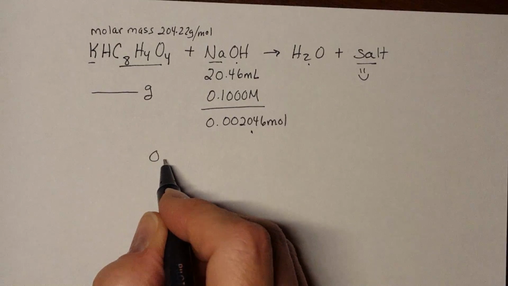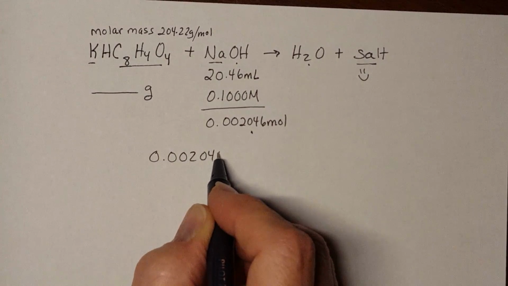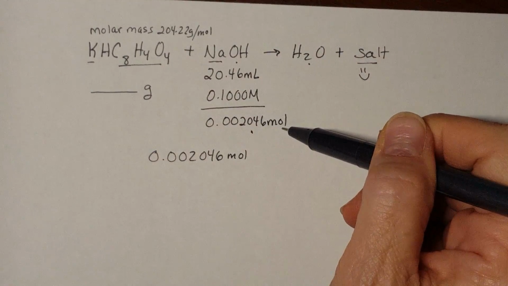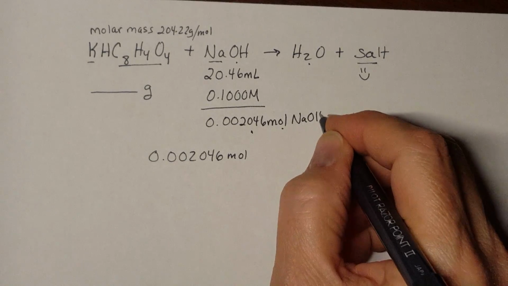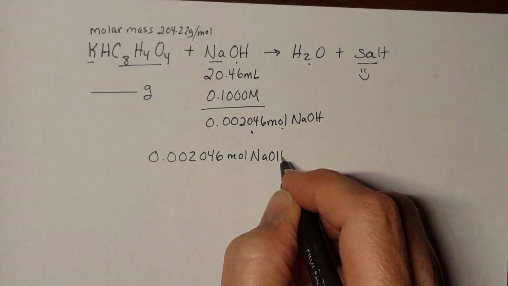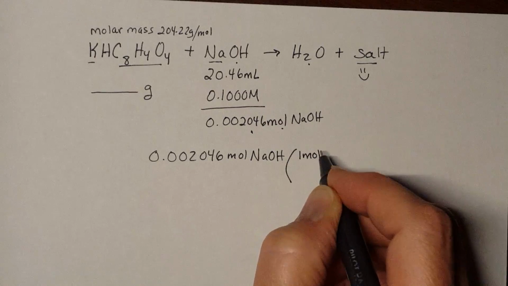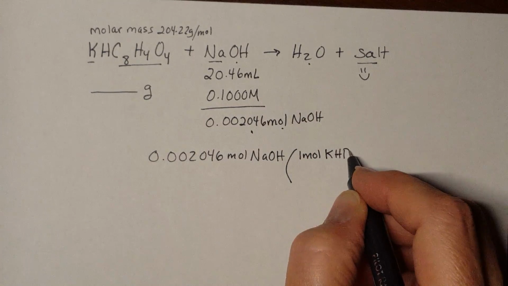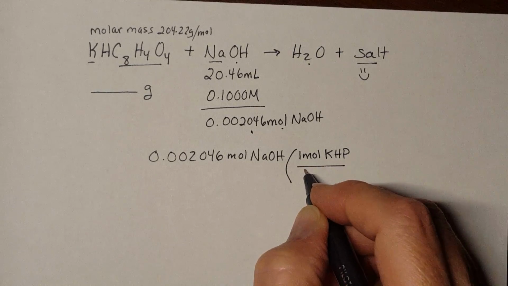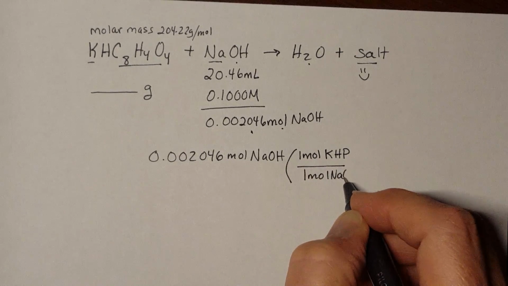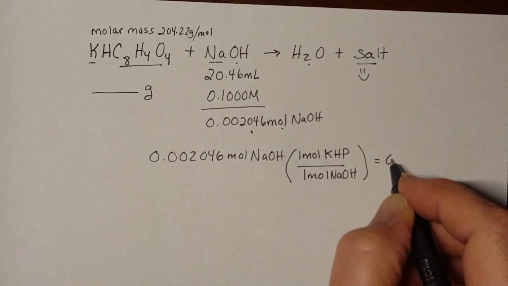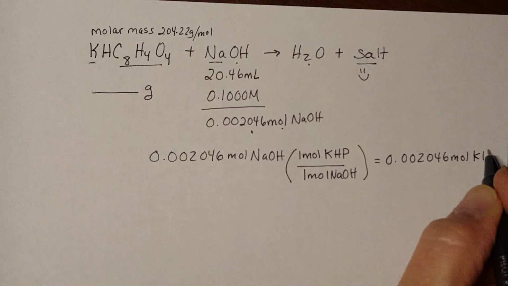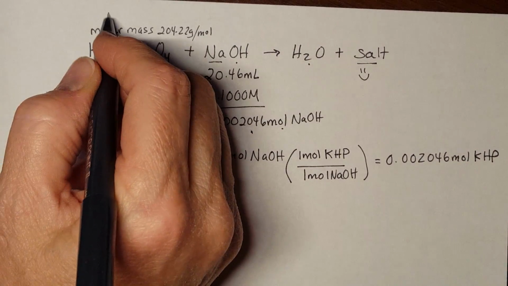So essentially, we're just going to do a stoichiometry calculation. I multiplied the volume times the molarity to get the number of moles of sodium hydroxide. So we know we have that much sodium hydroxide. We know we're going to have 1 mole of this potassium hydrogen phthalate, which sometimes is abbreviated KHP, for 1 mole of NaOH. So that means that we're going to need 0.002046 moles of this KHP, which is just this abbreviated. This is KHP.